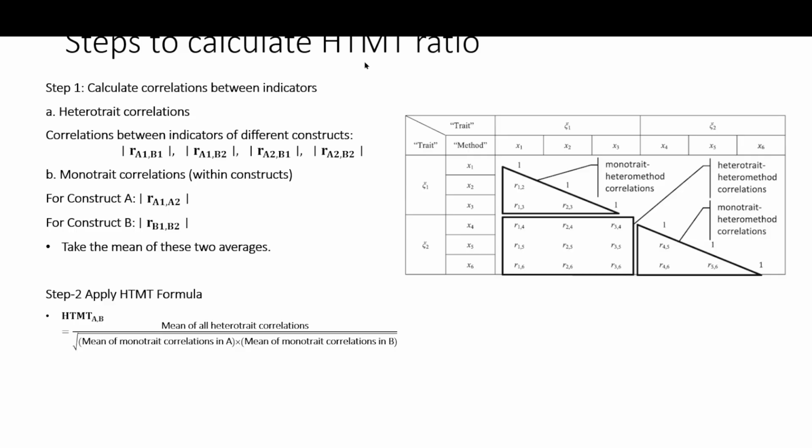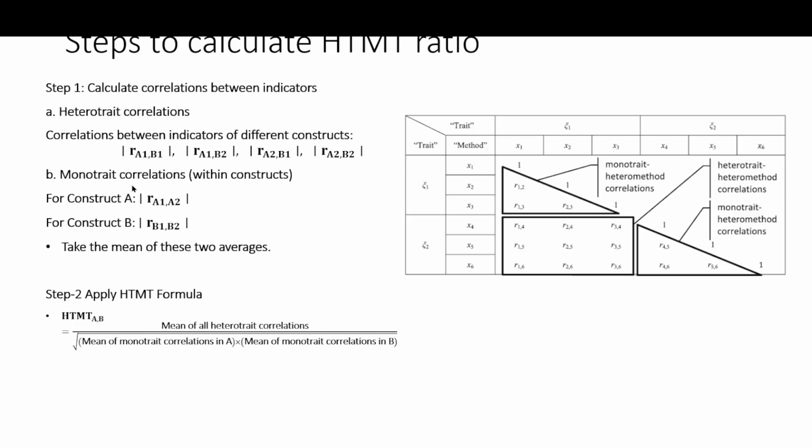Now, how can you calculate the HTMT ratio? There are two major steps. Calculate correlations between indicators. This correlation can be computed as either heterotrait correlation or monotrait correlation. So what is a heterotrait correlation? It is the correlation between indicators of different constructs. For example, if you have two constructs, A and B, and each construct has items A1, A2, B1 and B2, you can find the heterotrait correlations as the correlation of A1 B1, A1 B2, A2 B1 and A2 B2. It means you are computing correlations between indicators of different constructs.